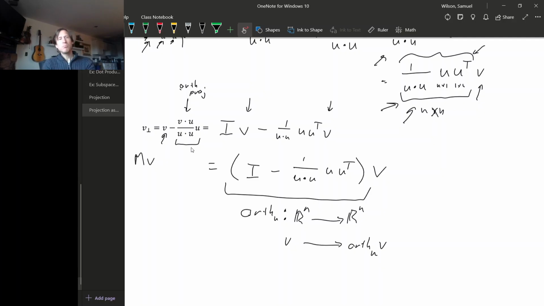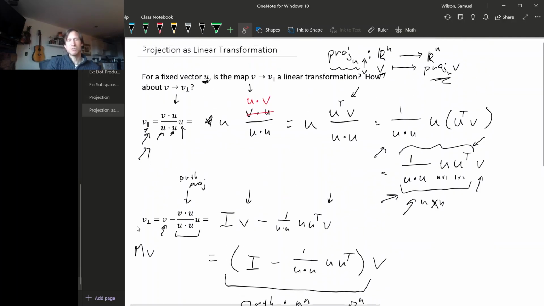Okay. So both of these operations turn out to be linear, which is nice, and they both have pretty nice expressions for the matrix that produces these operations.